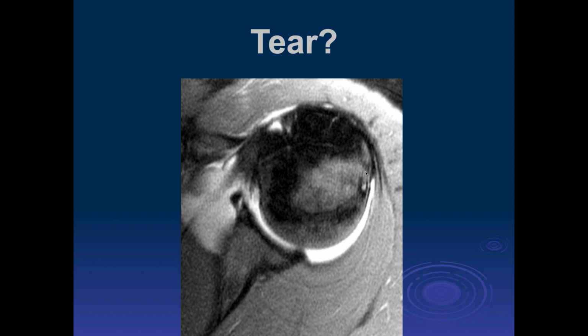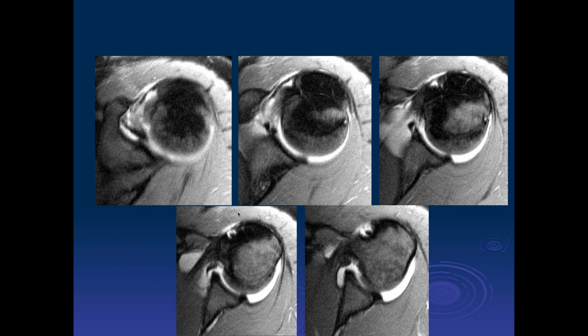Well, there is some low signal intensity material here along the anterior labrum, but I still see a good amount of that labral remaining, but it's slightly irregular. Here are more images. Here's that cut I just showed you. Okay.